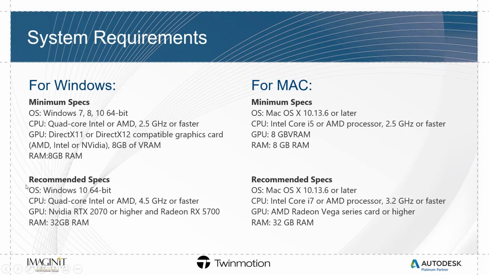Probably the recommended, and they call this recommended, but this is really kind of on the higher end of specs. So if you have these specs for Windows, you're probably going to fly through Twinmotion. The RTX cards are probably the best ones out there right now for real-time and VR graphics. So we've got the RTX 2070. The 2080 is probably preferred, but they have different levels of that graphics card with video memory, so VRAM dedicated to it.